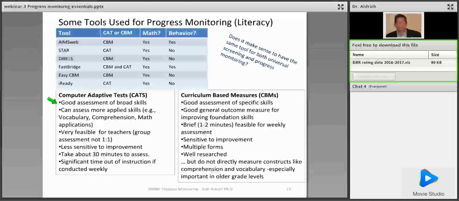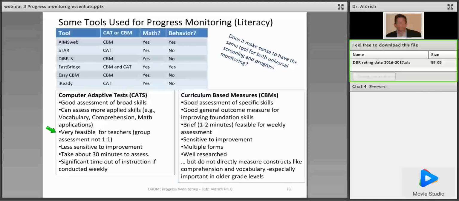It's vertical. So a first grader might get into 4th or 5th grade items, or on up through 12th grade items. An 8th grader might be bumped into easier items if they're getting a lot incorrect. So it's kind of vertical, and it can assess more applied skills, vocabulary, comprehension, math applications. So they're very good in that respect. CBMs don't really do this so well.